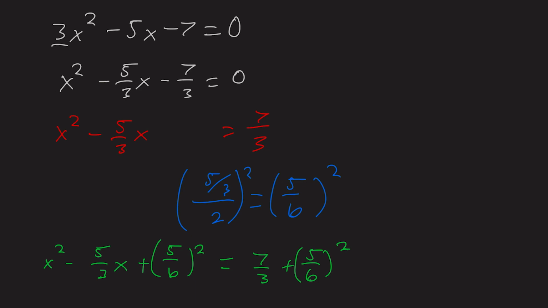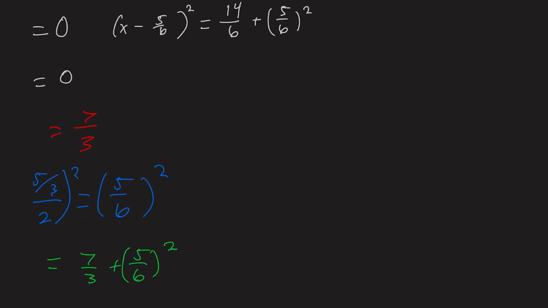So now I'm going to rewrite these with my parentheses trick. It's going to be x minus 5 over 6 squared is going to equal 7 over 3. I'm going to rewrite that as 14 over 6 plus 5 over 6 squared. And now what I'm going to do is I'm going to compute this, which is going to be equal to 14 over 6 plus 25 over 36 once I compute my square.